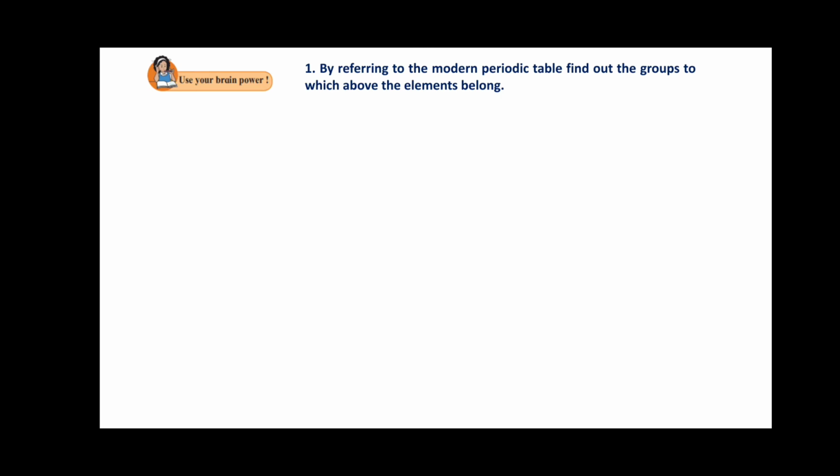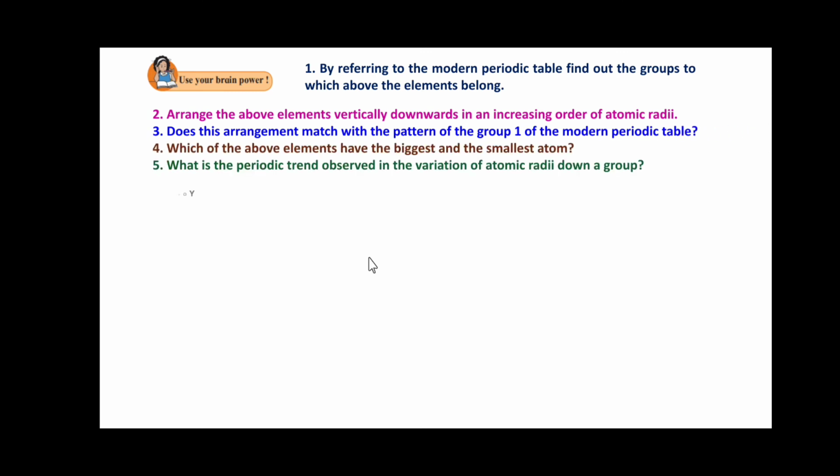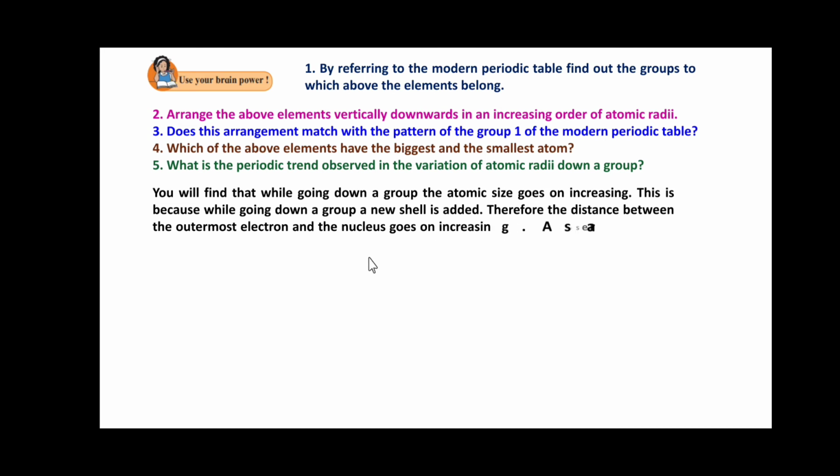Does this arrangement match the pattern of the group 1 of the modern periodic table? Yes. The arrangement of the elements as per the increasing order of their atomic radius matches with the group 1 of this modern periodic table. So friends, here we will see which of the above elements have the biggest and the smallest atom. Here you could see that cesium has the biggest atom and lithium has the smallest one.